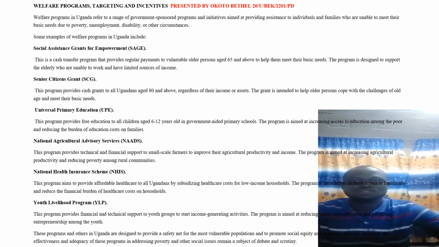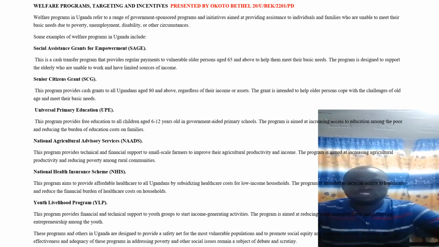My name is Okoto Beseri, reg number 20/B/Beck/2201/PD. I'm going to present about welfare programs, targeting and incentives. Welfare programs refers to the range of government-sponsored programs and initiatives aimed at providing assistance to individuals and families who are unable to meet their basic needs due to poverty, unemployment, disability, or other circumstances.